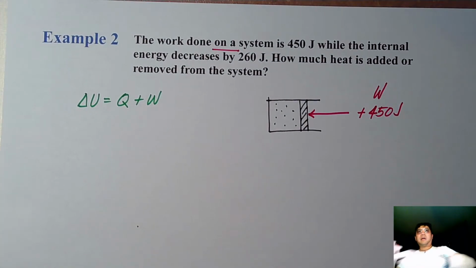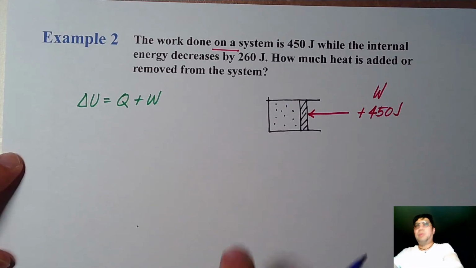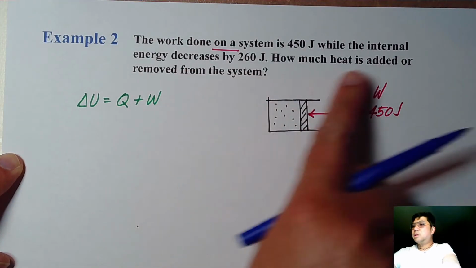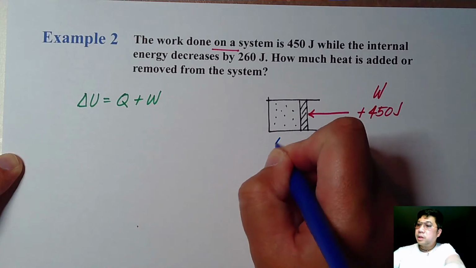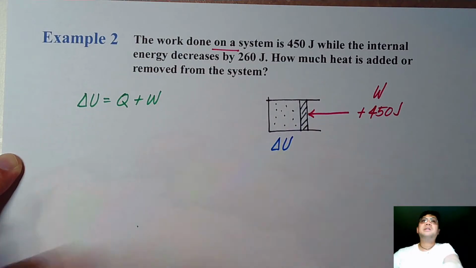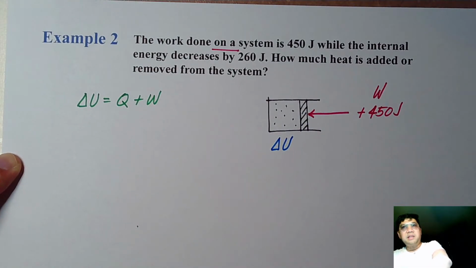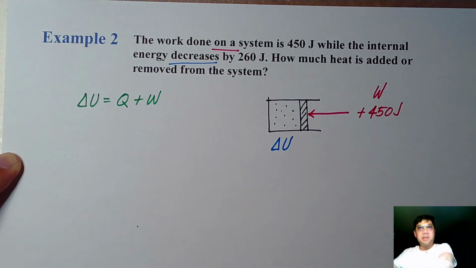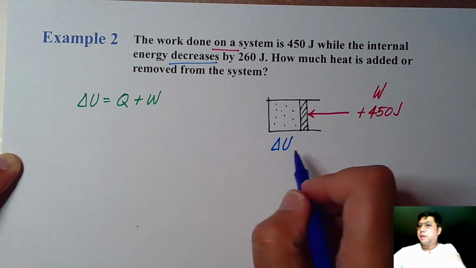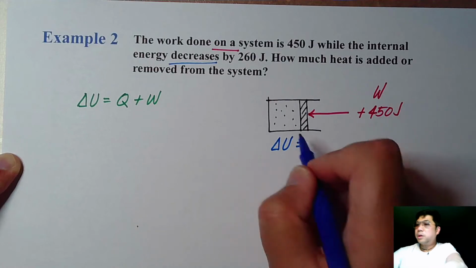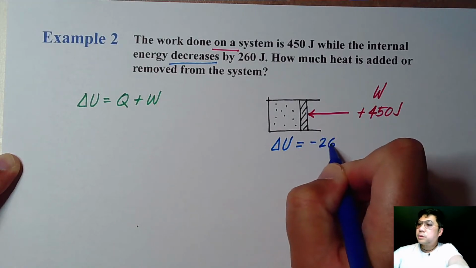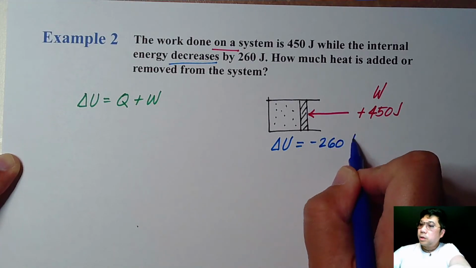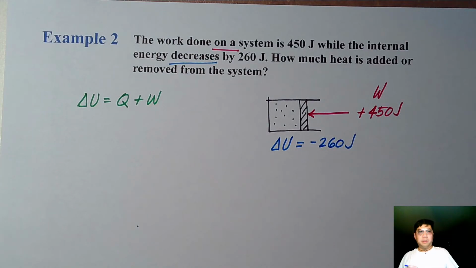Another piece of information provided is that there is a decrease in internal energy. So delta U, the change, is not positive but negative, because there's a decrease, not an increase. If it's increased, then it's positive. If it's decreased, it's negative. Straightforward. So that's negative 260 joules as our change in internal energy.